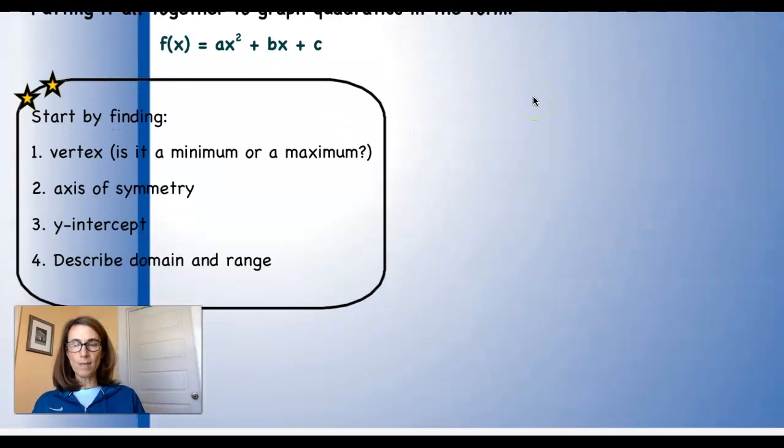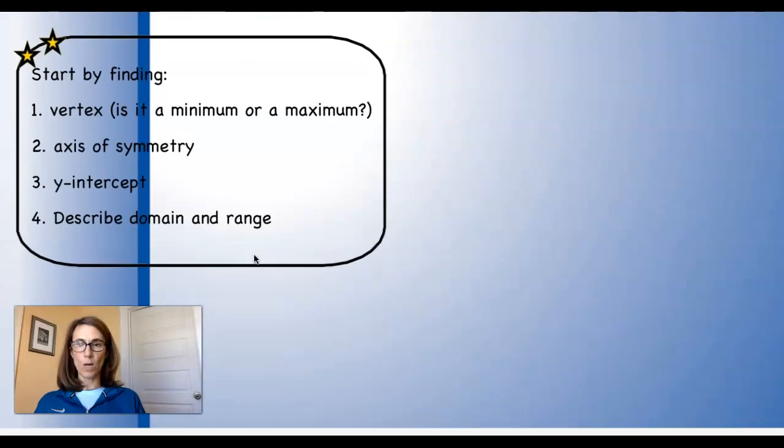Okay, so I want you to write these steps in this box here in your notebook. These are the steps we're going to take to plot these graphs. The first thing we have to find is our vertex. Then, based on the sign of a, whether it's positive or negative, we determine whether our graph opens up or opens down, which will tell us whether that vertex is a minimum or a maximum point. We're going to determine our axis of symmetry and a y-intercept, use that information to plot our graph, and then describe our domain and range for these graphs as well.